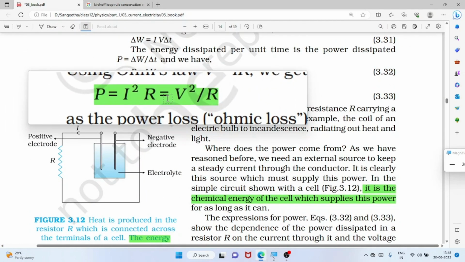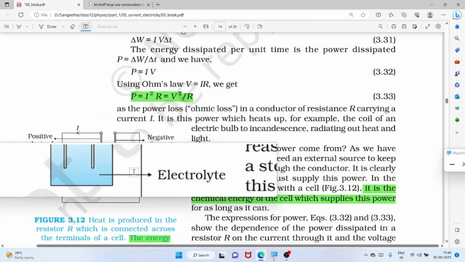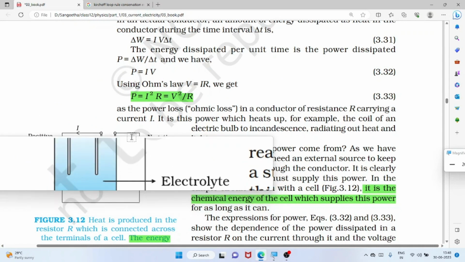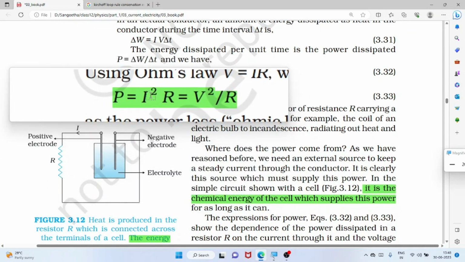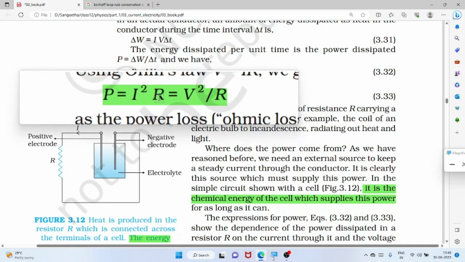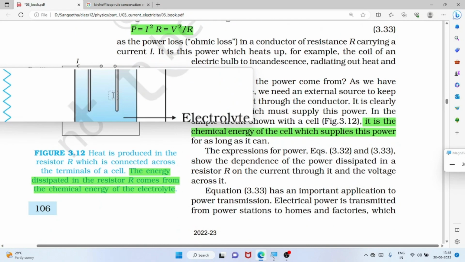Power dissipated in the conductor P equals I square R. Okay, V equals IR, voltage equals current into resistance, but power equals current square into resistance. So from this formula, suppose power is given and current is given, we can find the resistance. If power is given and resistance is given, we can find the current.